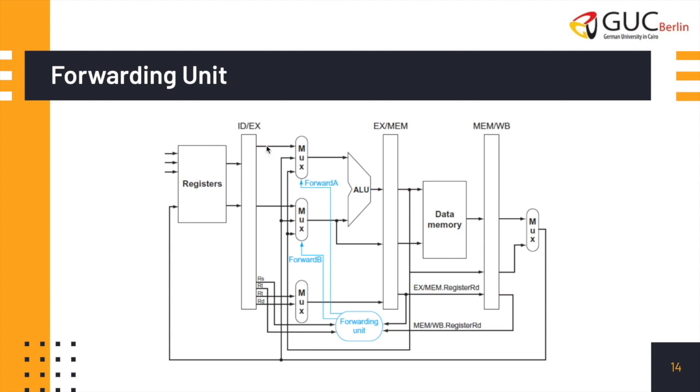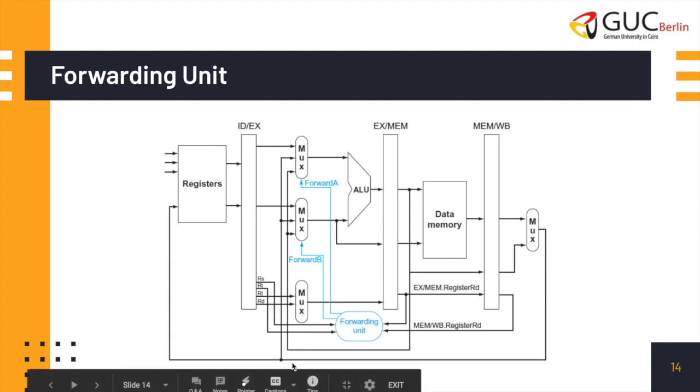So, as you can see here, the first input to the multiplexer is the value coming from the ID/EX pipeline register, which means that this is the value that was decoded in the decode stage. I mean, in the decode stage, I read the register file and I retrieved a value from the register file. This value is stored in the ID/EX pipeline register, and then it is being used as the first input to the multiplexer.